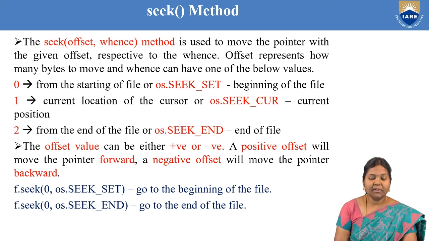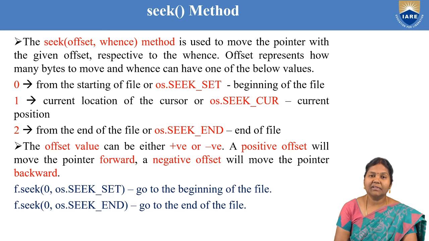Similarly, if you are using 1 as the whence value, it means from the current location of the file handle or cursor. Wherever it is in the file, neither beginning nor end, somewhere in the middle of the file, from there it will start moving in the forward or backward direction. If you want to write this value, you can also use the os module and write os.SEEK_CUR, which means that from the current file pointer position, you move forward or backward.